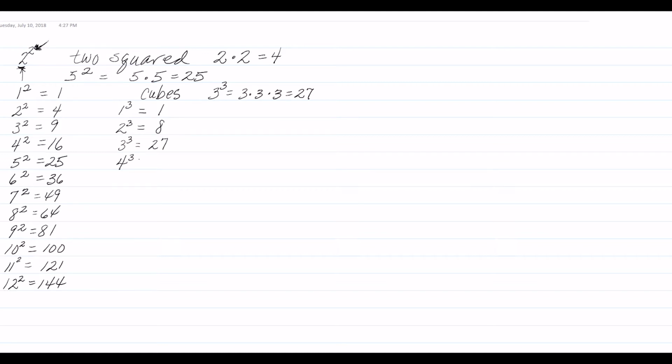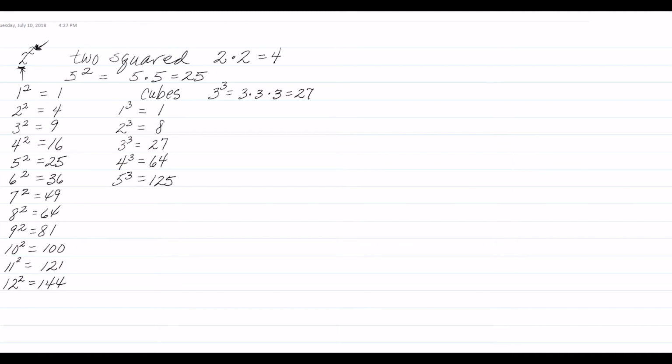4 cubed, 4 times 4 is 16, times 4 is 64. And 5 cubed is 125. Okay. So, let's talk about some rules of exponents.